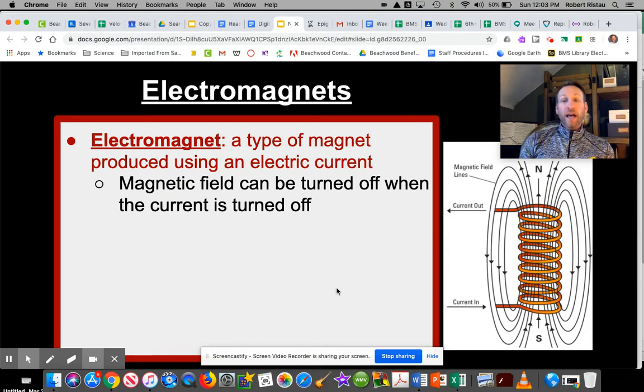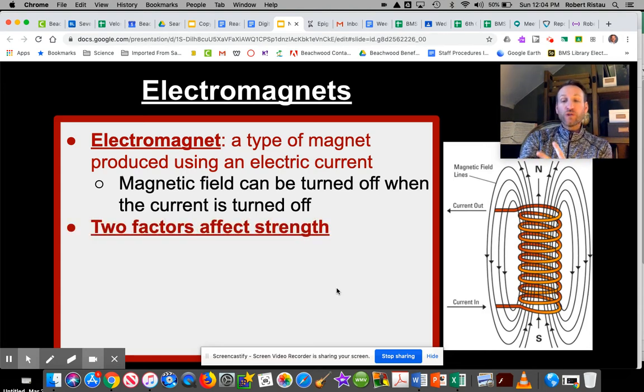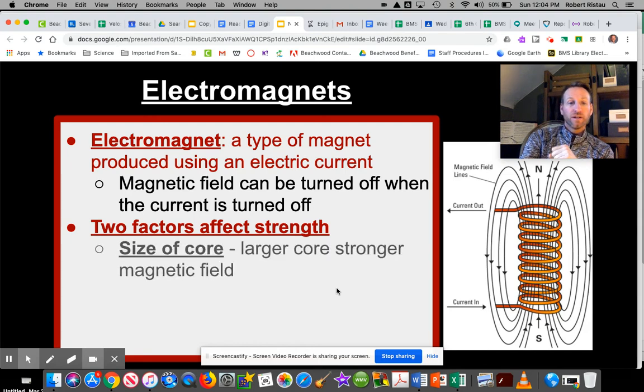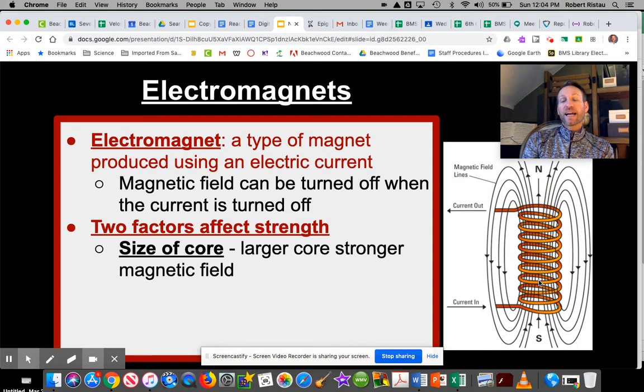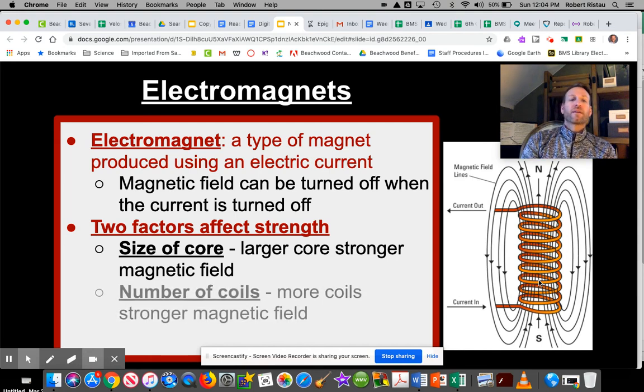Okay, and then you can make them stronger or weaker based off of two characteristics. The two factors that affect the strength of electromagnets are: the larger the core, the stronger the magnetic field. So the core is what's going to be here in the middle, and it's usually some sort of magnet or even some sort of metal, something that can be magnetic. And then we usually wrap around copper wire or coils, and the more coils you have, the stronger it is.